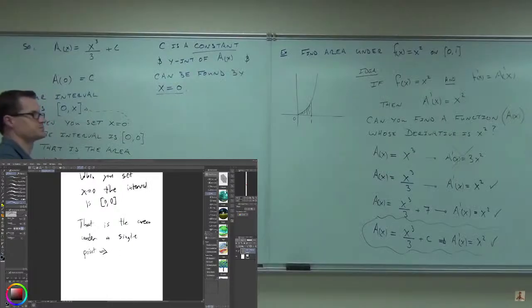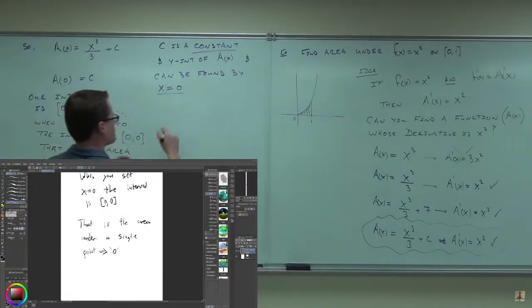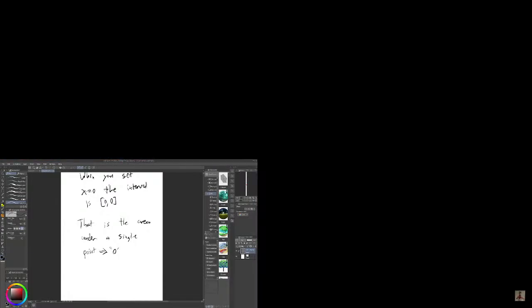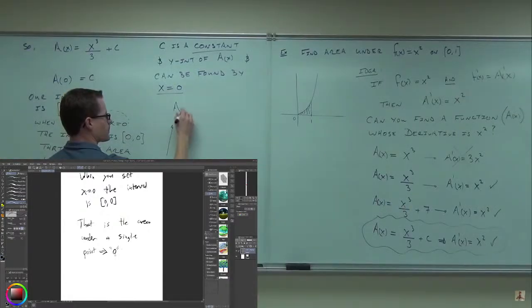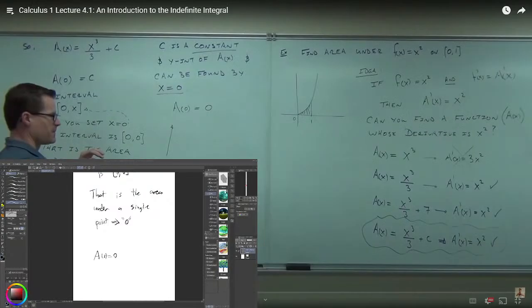And that's 0. So what this says is, from here, here's what this says. It's 2 parts.